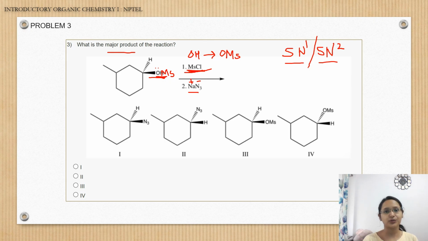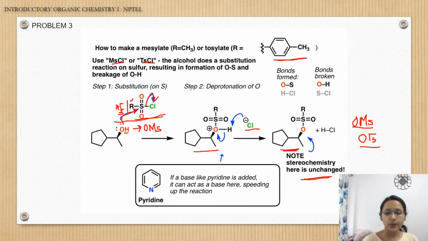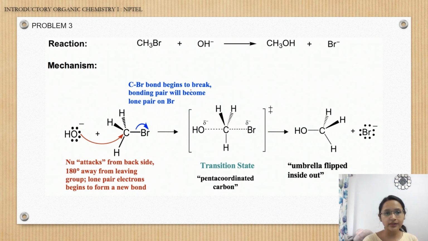SN2. Why? Because here, as you can see, if OMS leaves for SN1, you will have a positive charge on this carbon first of all. So this is a secondary carbocation. And also the sodium azide is a strong nucleophile. So azide will react with your system like this. First of all, let's say you have this azide.